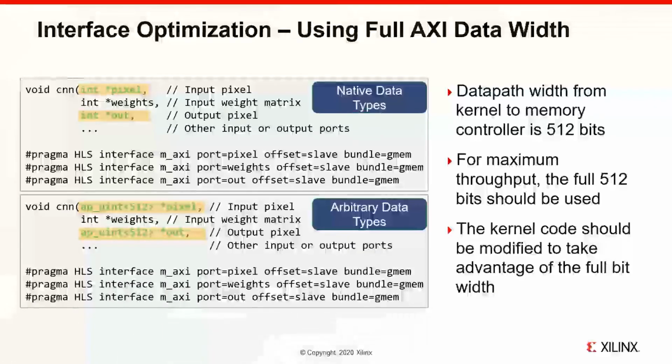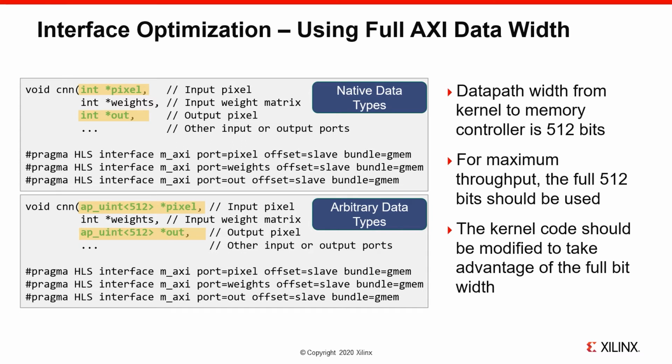The data width of an interface can be automatically configured by the Vitis compiler based on the data type of the kernel arguments. To maximize the data throughput, data types should be selected to map to the full data width on the interface that the kernel will connect to. For example, if connecting to a 512-bit wide memory interface, the kernel code should be modified to take advantage of this full data width.